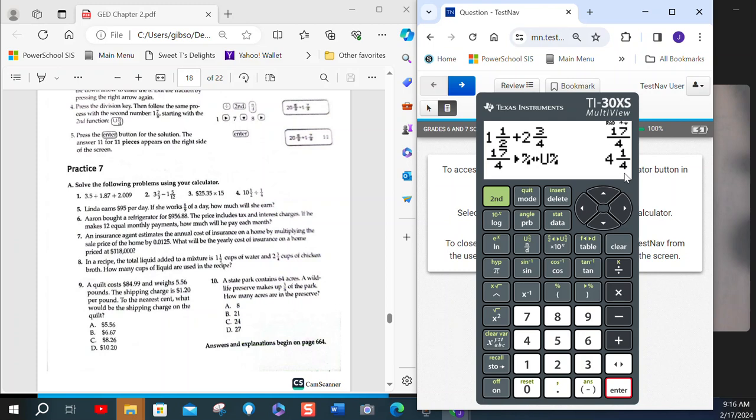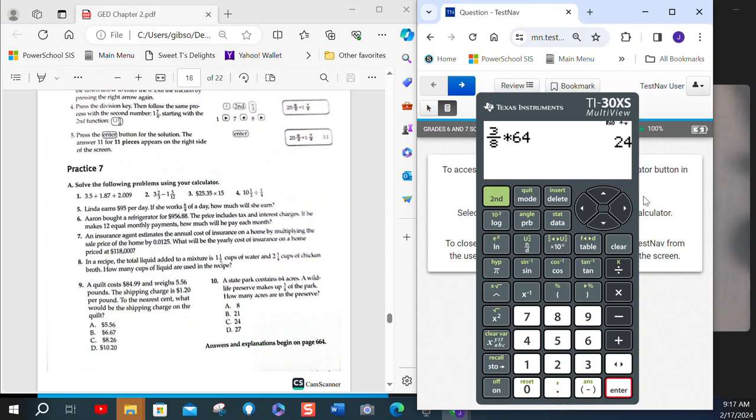Okay, now number 10. Now number 10, let's clear this out. It says a state park contains 64 acres. A wildlife preserve makes up 3/8 of the park. How many acres are in the preserve? So remember, it's 3/8 of the park. So we'll take 3/8. So we'll press N over D, 3, down arrow, 8. Press the right arrow. Then we will do times. The park is 64 acres, and press enter. So it's just 24.